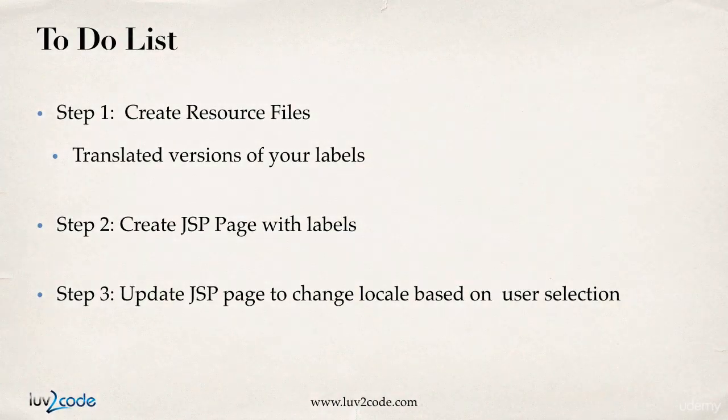All right. And again, you know how I love to code. I love to-do lists. So the first thing we'll do is create our resource files. The second thing is creating our JSP page with labels. Step 3 is to update the JSP page to change the locale based on user selection. All right. So a lot of good things here. Let's go ahead and dig in.